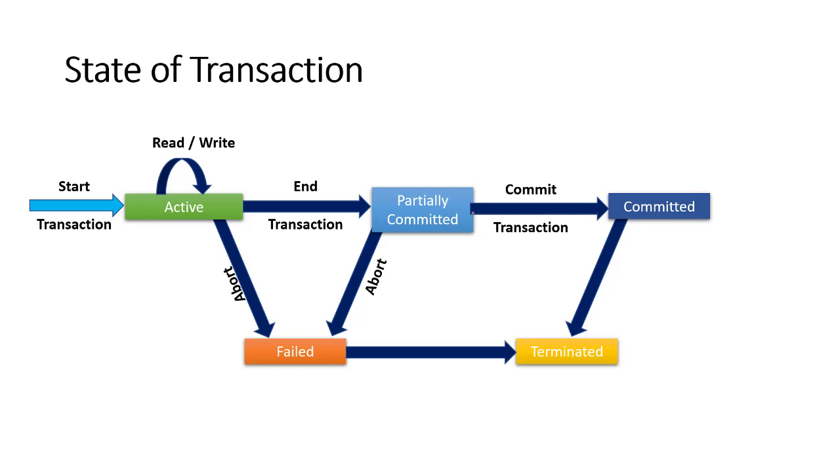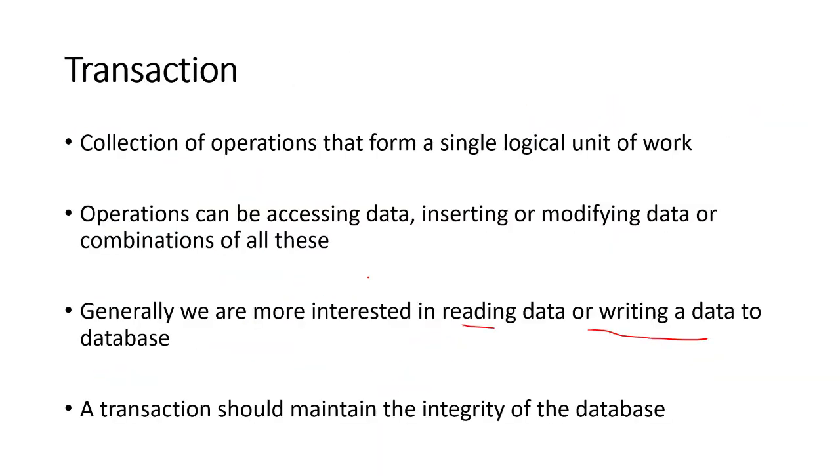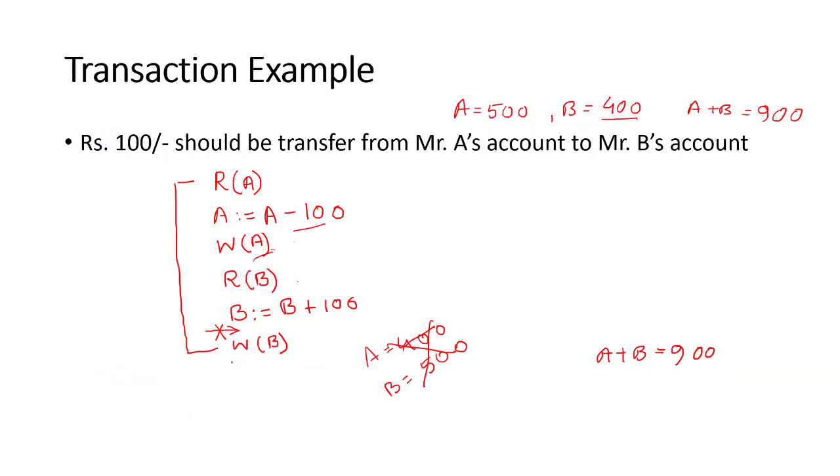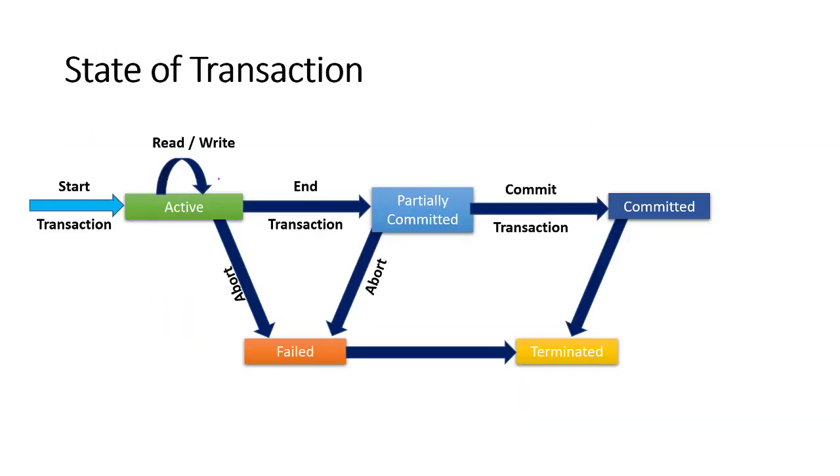From the partially committed state, if we are forced to move to the failed state, then all the previous operations of the transaction, like from these, and these, all the six operations need to be aborted or rolled back, and from this failed state, we will move to the terminated state. Terminated state means the transaction is over.